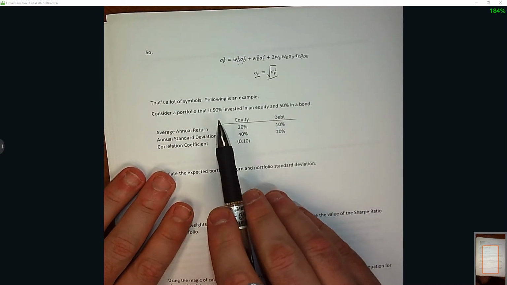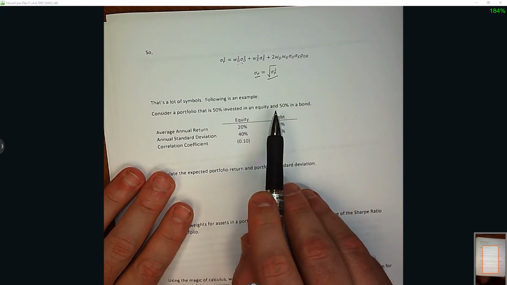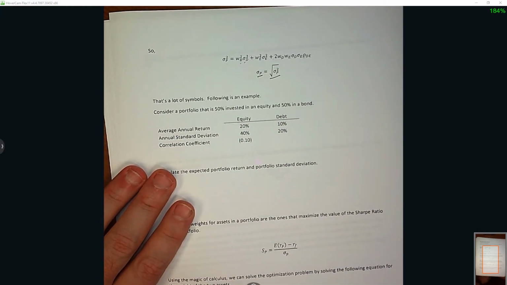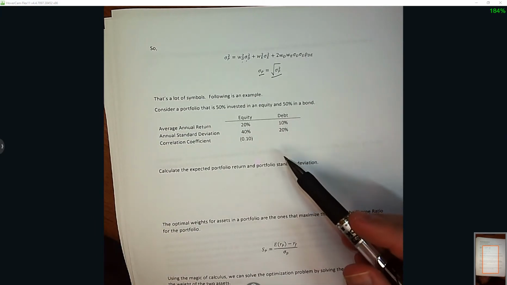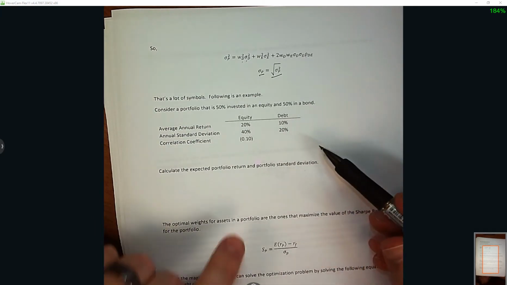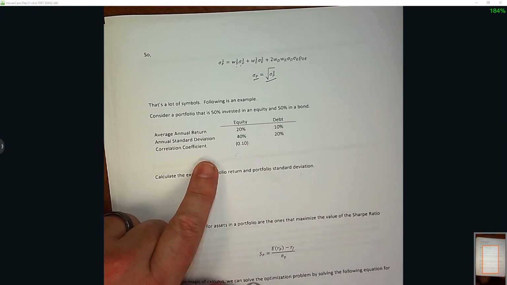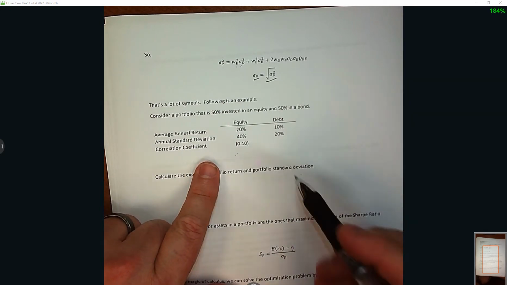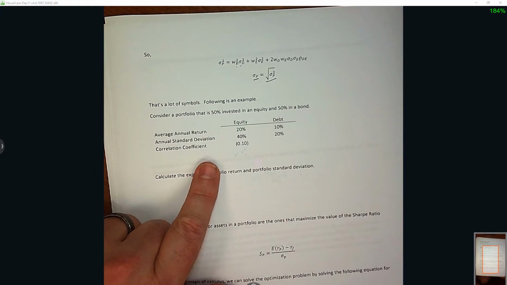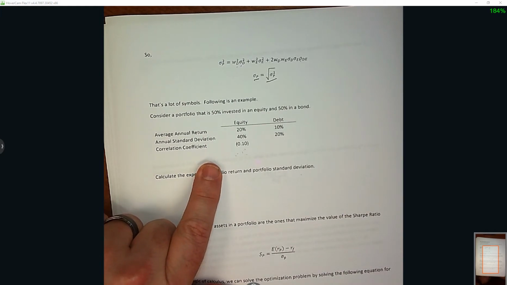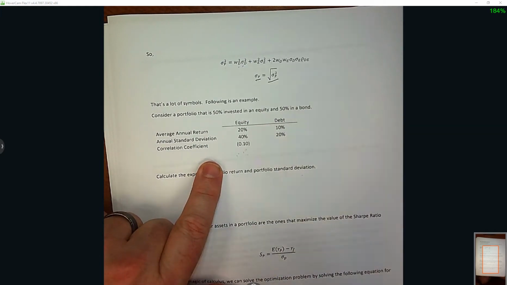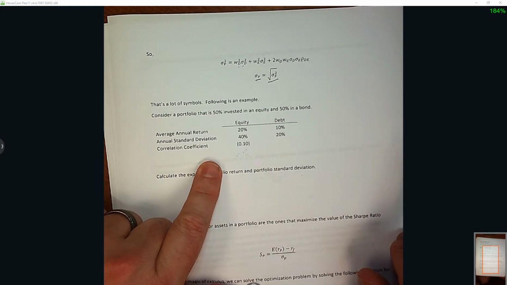Consider a portfolio that is 50% invested in an equity and 50% invested in a bond. So we have our equity and our debt. Our correlation coefficient is -0.1, so they are slightly negatively correlated. They're not moving together, in other words, so we get a diversification benefit by combining these two assets. What that means in the end is that we improve our risk-return relationship by combining these two assets.